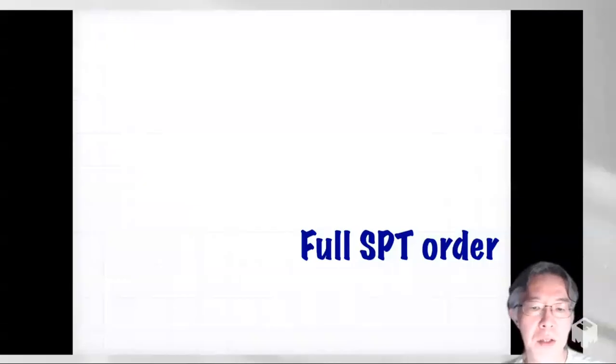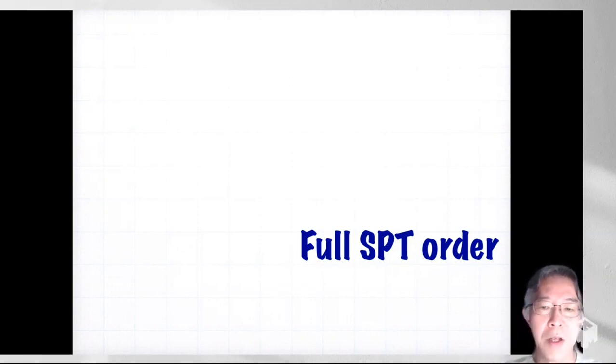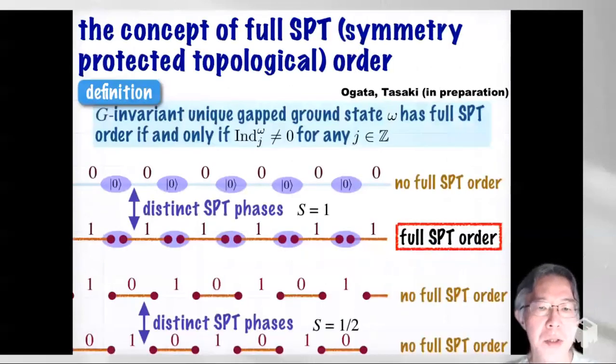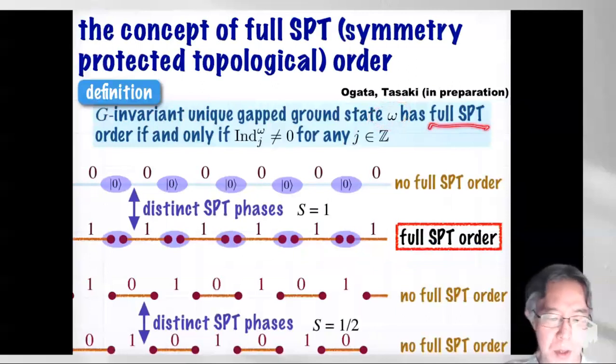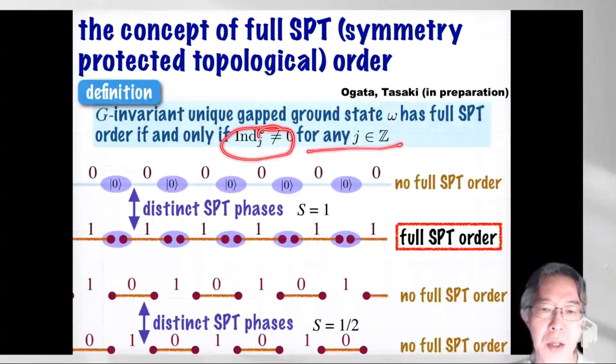Let me finally discuss the notion of full SPT order, full symmetry protected topological order, that naturally arises if we think about the Ogata index. So I start from the definition. A G invariant unique gapped ground state omega is said to have full SPT order if and only if the Ogata index is non-zero for any J.